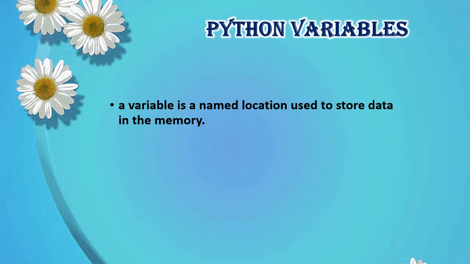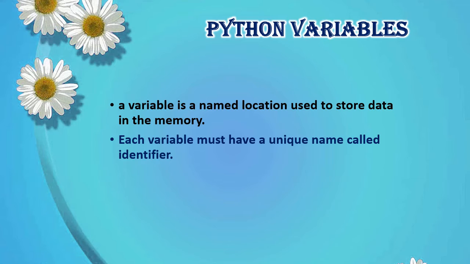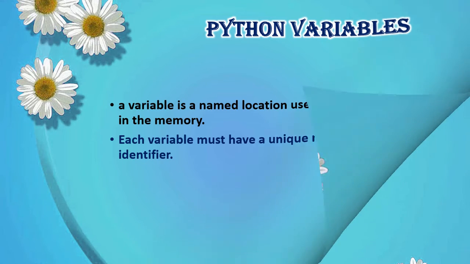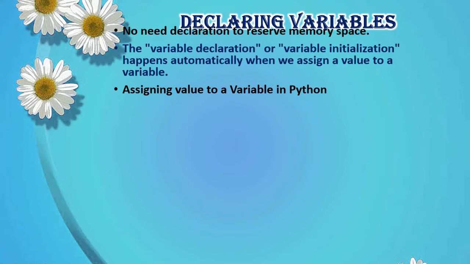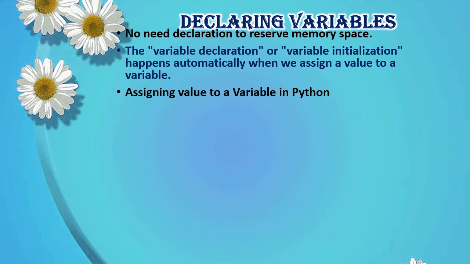And next, Python variables. A variable is a named location which is used to store data in computer memory. Only then can we further process the data. Every variable must have a unique name, that is called an identifier. A variable can hold different data type values in Python. And variable initialization happens automatically when we assign a value to the variable.